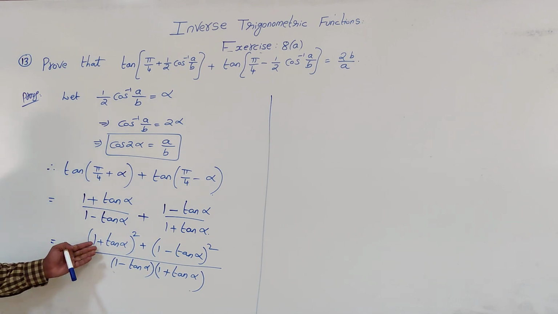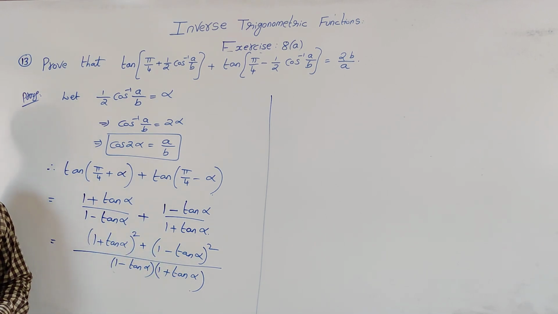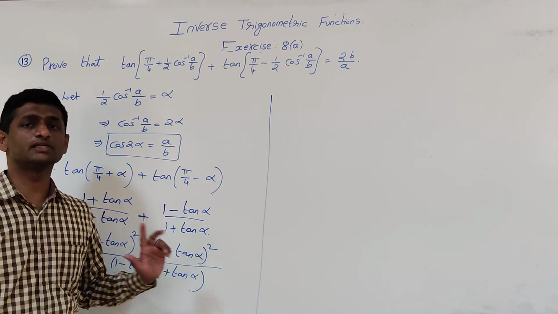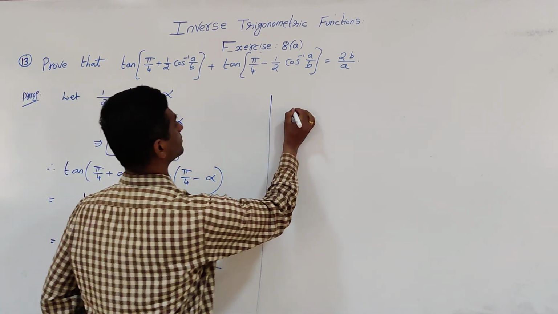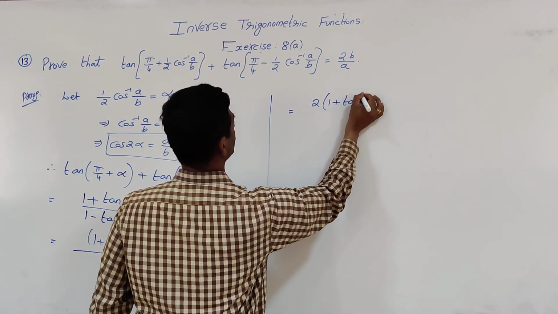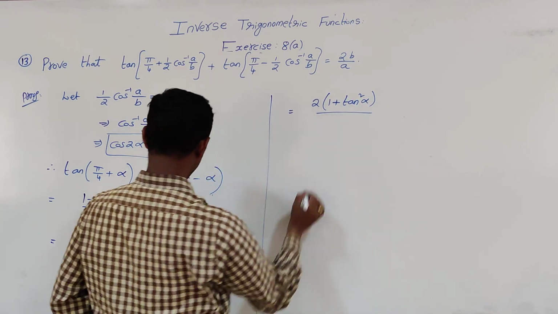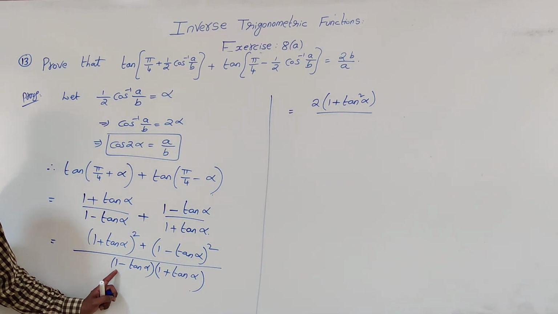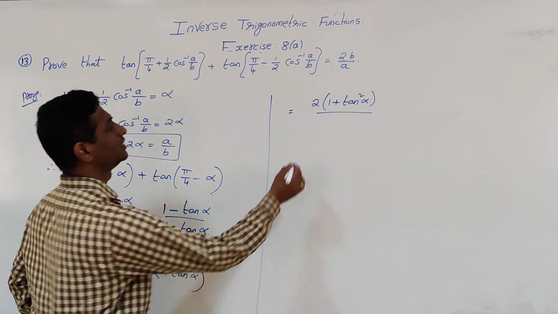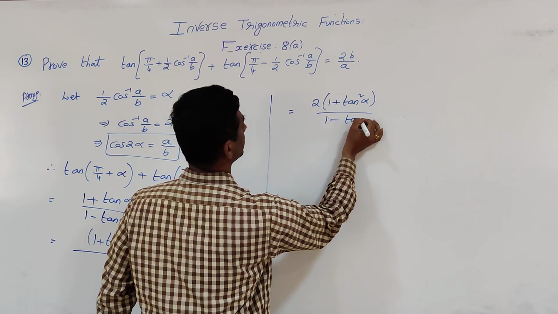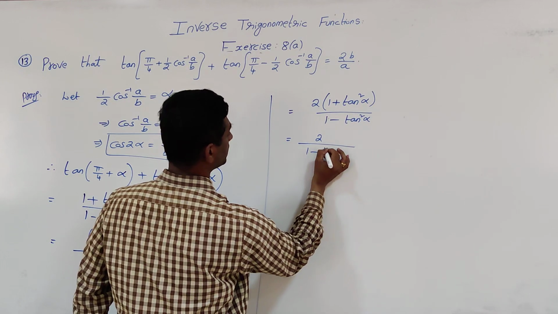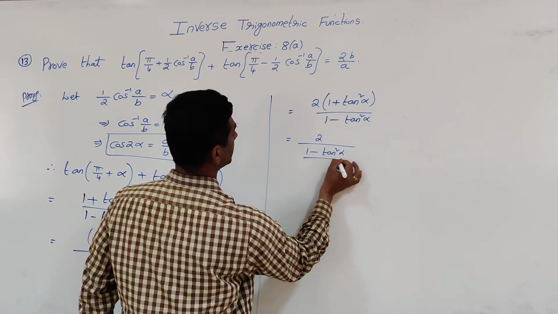So it is in the form of A plus B whole square plus A minus B whole square: A square plus B square plus 2AB, and A square plus B square minus 2AB. So it gives 2 times 1 plus tan square alpha. The denominator is in the form of x minus y into x plus y, or A minus B into A plus B, which is A square minus B square. It will be 1 minus tan square alpha, or this can be written as 2 by 1 minus tan square alpha by 1 plus tan square alpha.